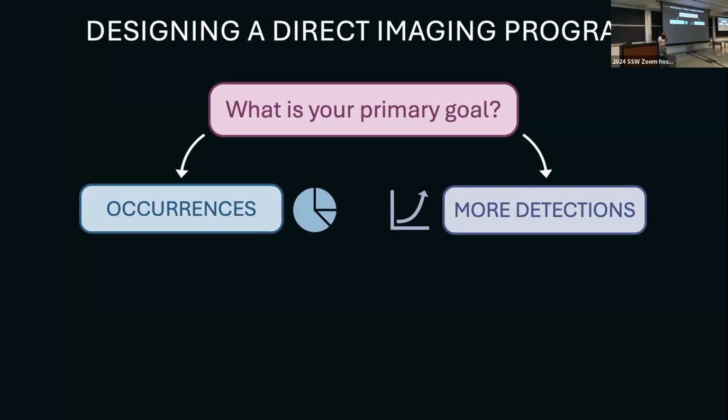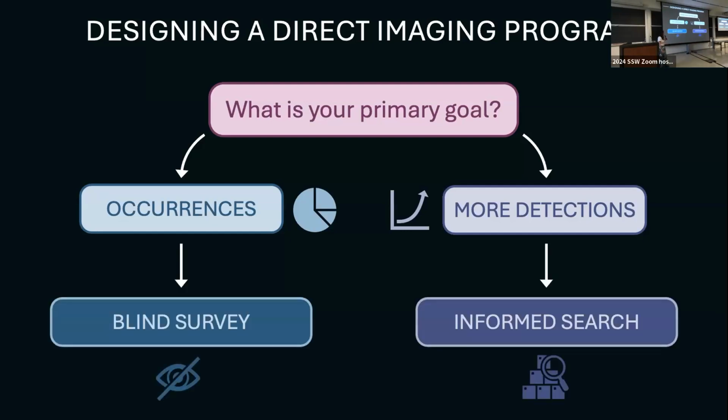In an ideal world, we'd be able to do both of these things with the same surveys. We know from direct imaging that this is not the case. So we'll end up with two main categories of programs. The first one, if we want to do occurrence rates, we have to do some blind surveys where we do things in an unbiased way so that we can do proper statistics. And then if we want to boost our detection rates and just increase our sample sizes, we're going to have to go through more informed or targeted searches.